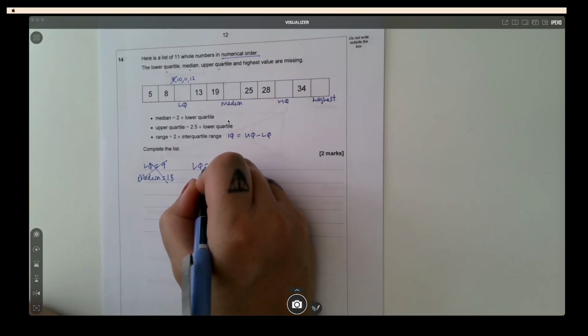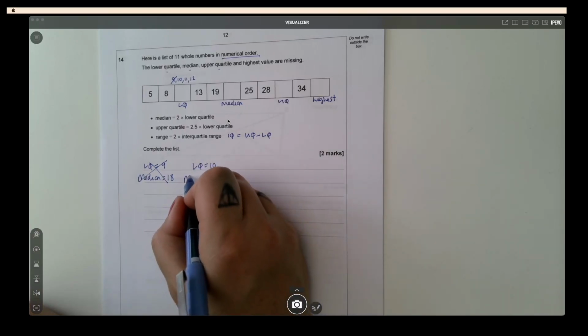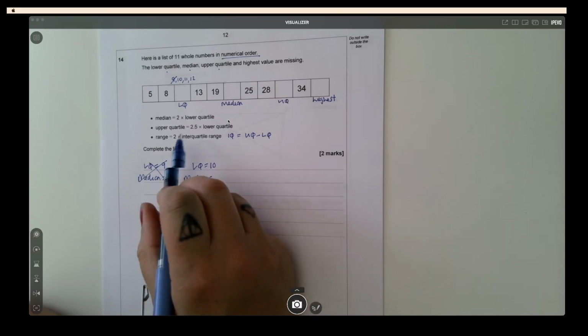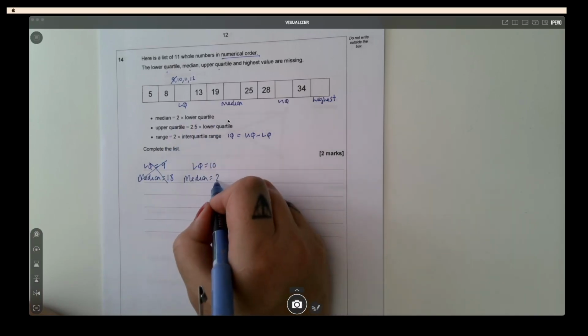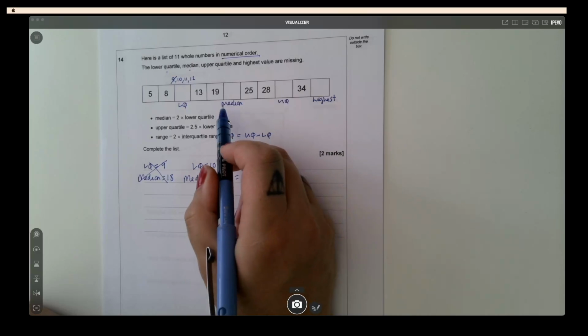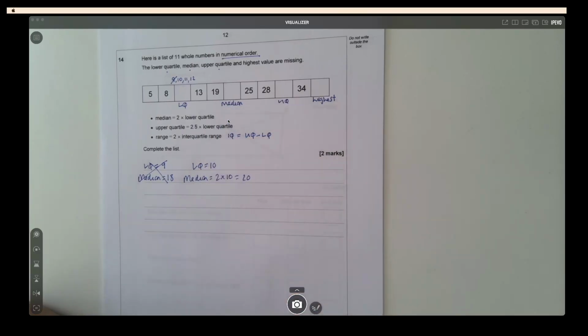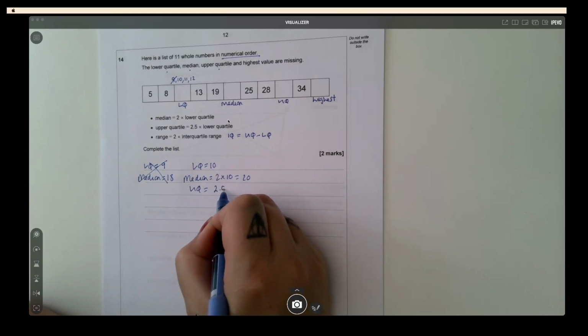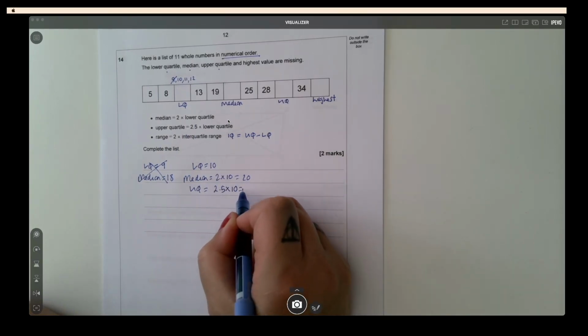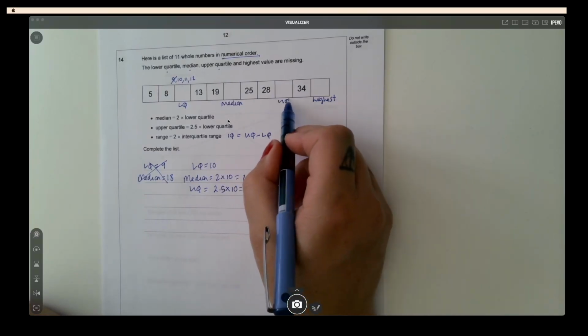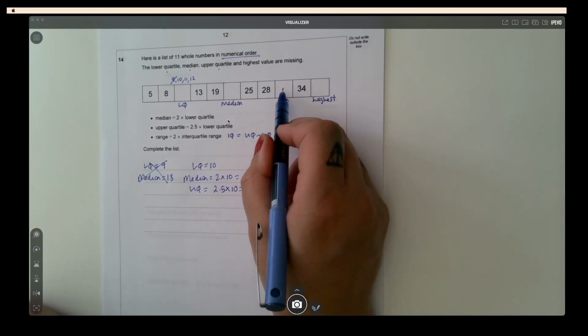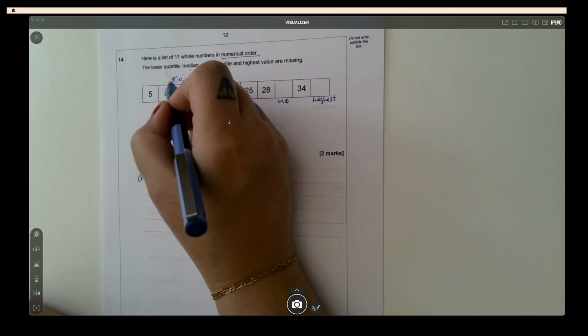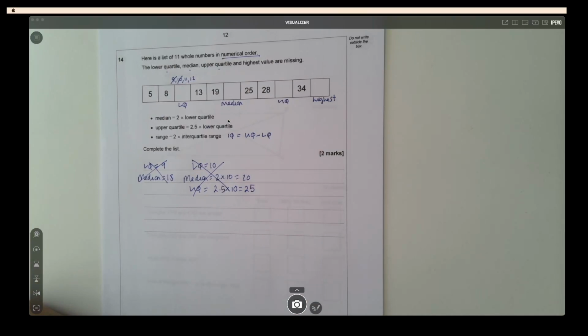Now let's start with the lower quartile equals 10. So if the lower quartile equals 10, then the median must be 2 times 10, which is 20. So that would work. The upper quartile would be 2.5 times the 10, which is 25. So when I get to here, this can't be 25. They're in numerical order. It's got to be bigger than 28. So a lower quartile of 10 does not work.